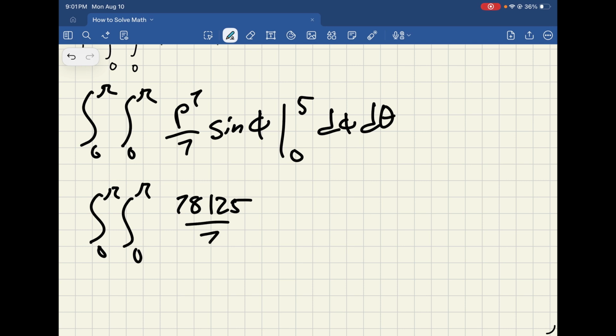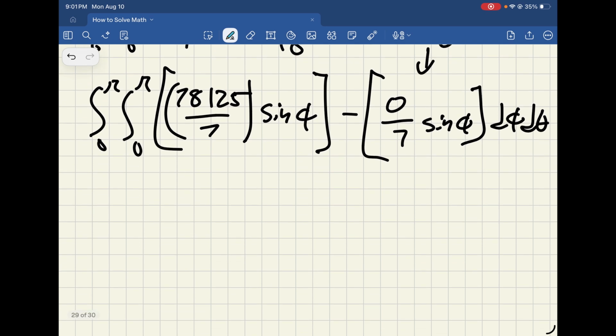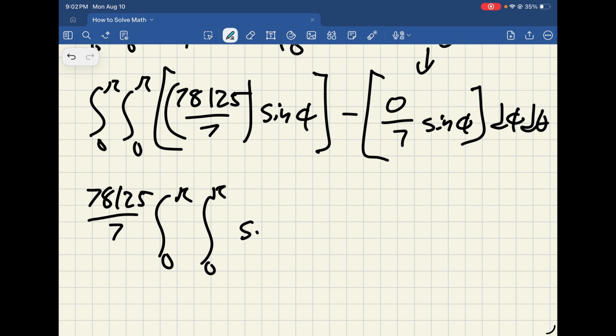78,125 over 7 times sine phi minus 0 to the power 7, which is just 0, divided by 7 sine phi d phi d theta. This right here is 0, so we don't have to worry about anything when it comes to that. So this will be 0 to pi, 0 to pi, and let me actually take that number out here. 78,125 divided by 7, 0 to pi, 0 to pi, sine phi d theta.